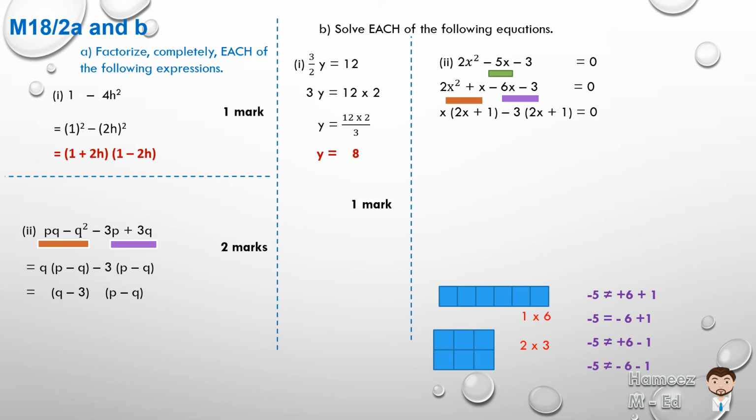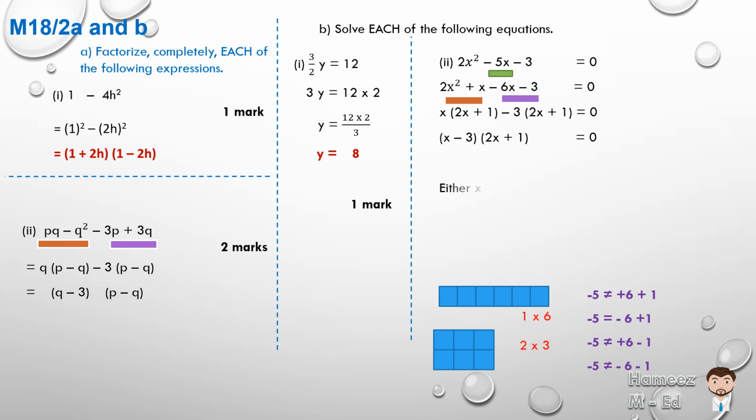So now we can complete the factorization because both of them have the same bracket. So we have x minus 3 by 2x plus 1. And that is equal to 0. So how do we solve it? Now let's recall that if we have 2 items and when you multiply it, it is going to give you 0, then it means one of the items is 0. We don't know which one, either one, but one of them is definitely 0.